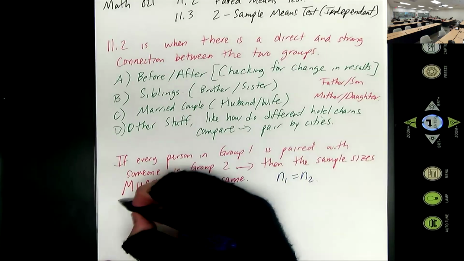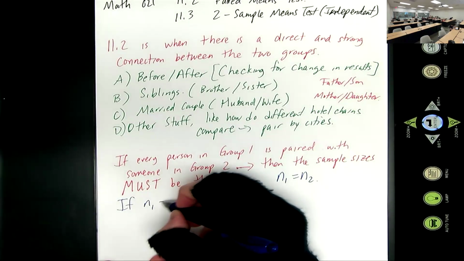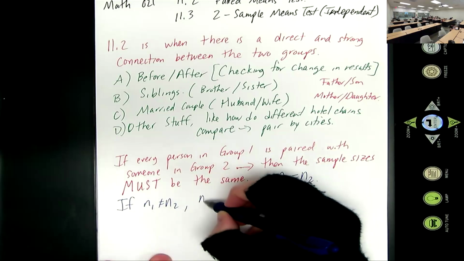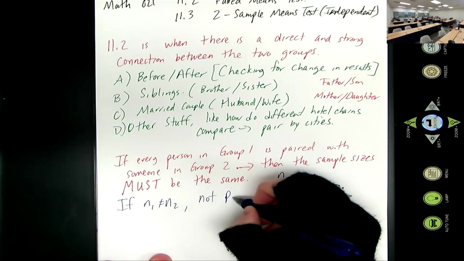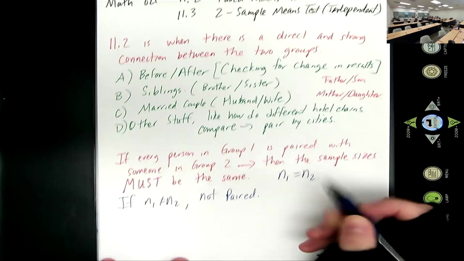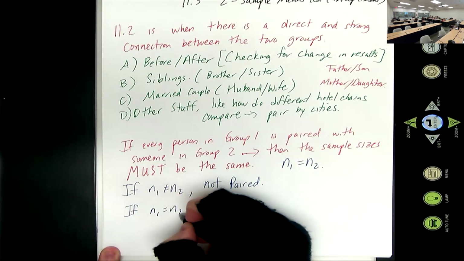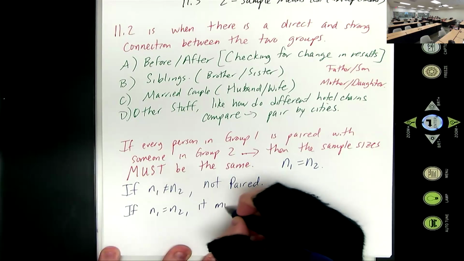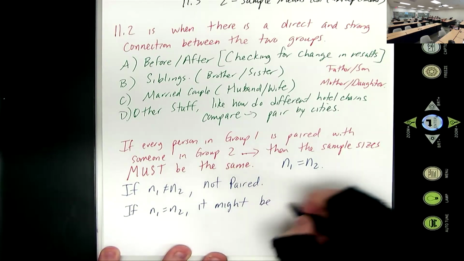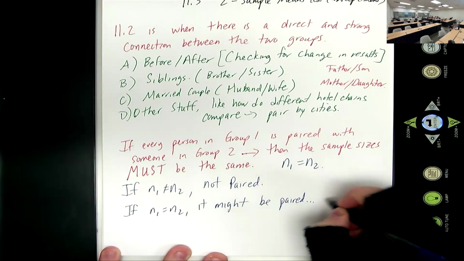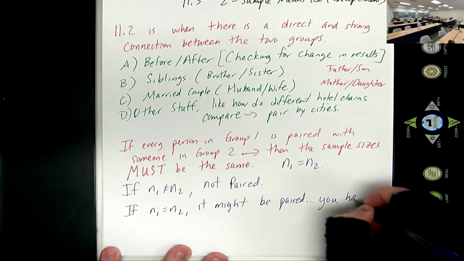If N1 does not equal N2, it's not paired at all. If N1 equals N2, it might be paired, it's not a guarantee. You have to look for some form of dependency between the groups.